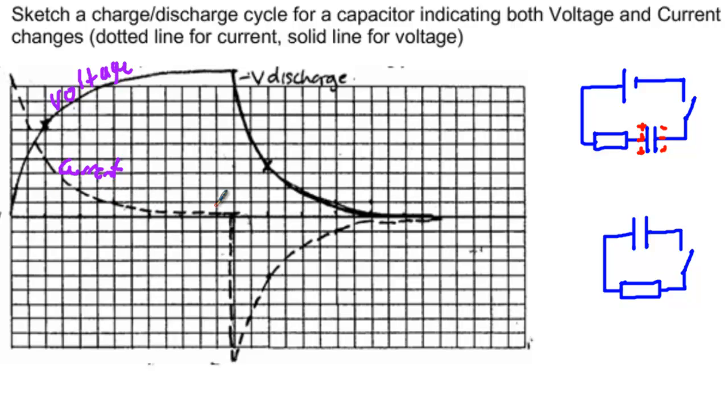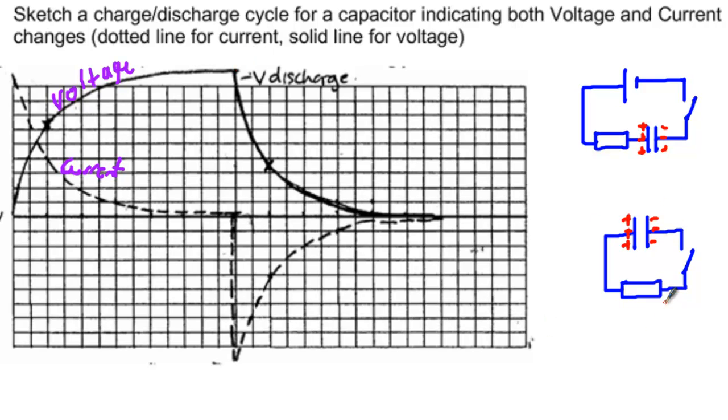After 5 time constants it's pretty much no current, and initially there was no voltage across the capacitor, but as the charges begin to build it gains voltage. Okay, the voltage goes up, and up to 5 time constants is essentially equal to the supply voltage.